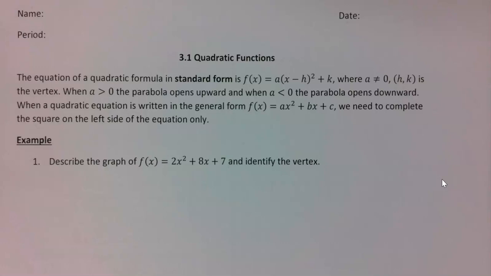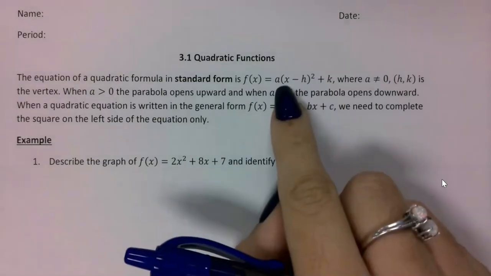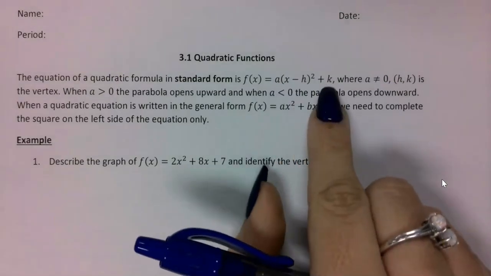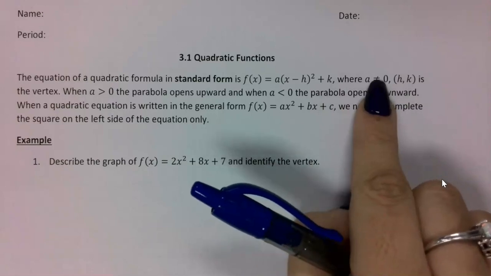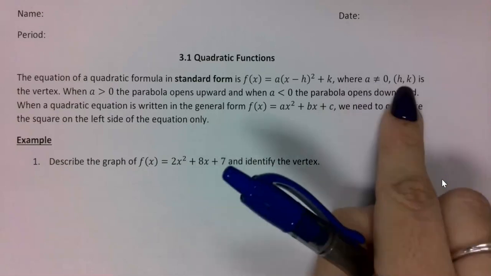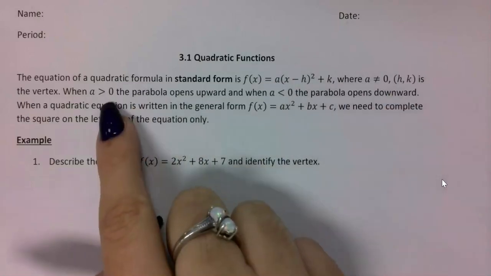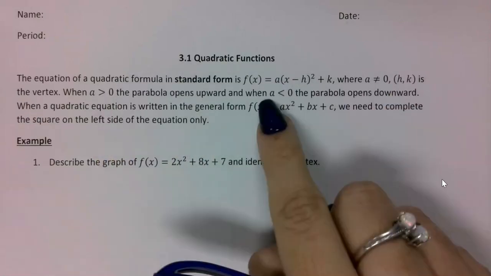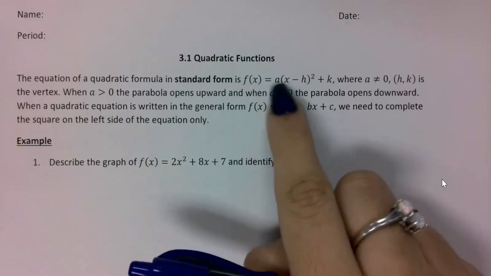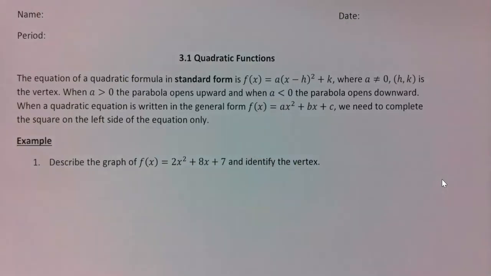So it's said to be in standard form when it is written like a times x minus h squared plus k, where a isn't 0, because then it wouldn't be quadratic, and h, k is my vertex. So if my a value is positive, it opens upward, and if my a value is negative, it opens downward. My a value is the number outside the parentheses.